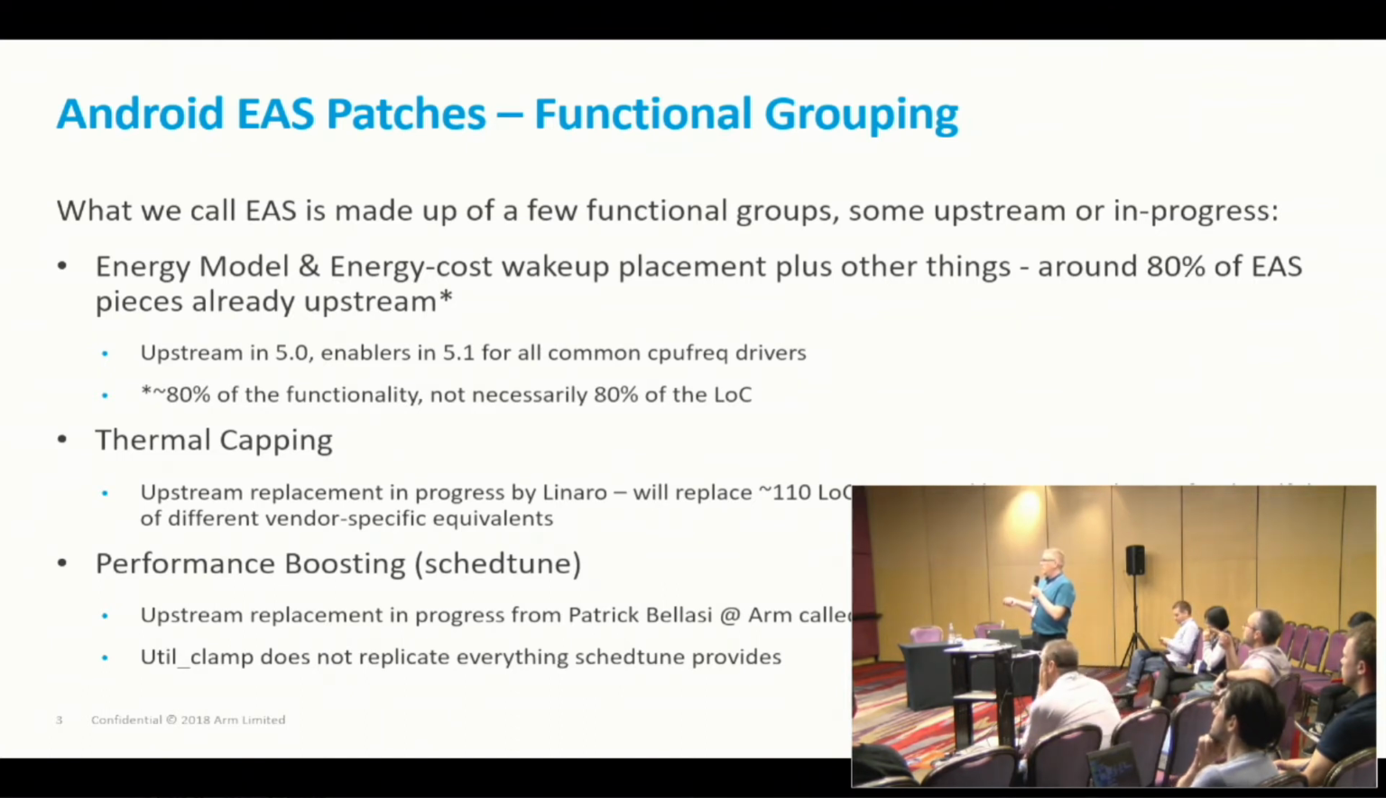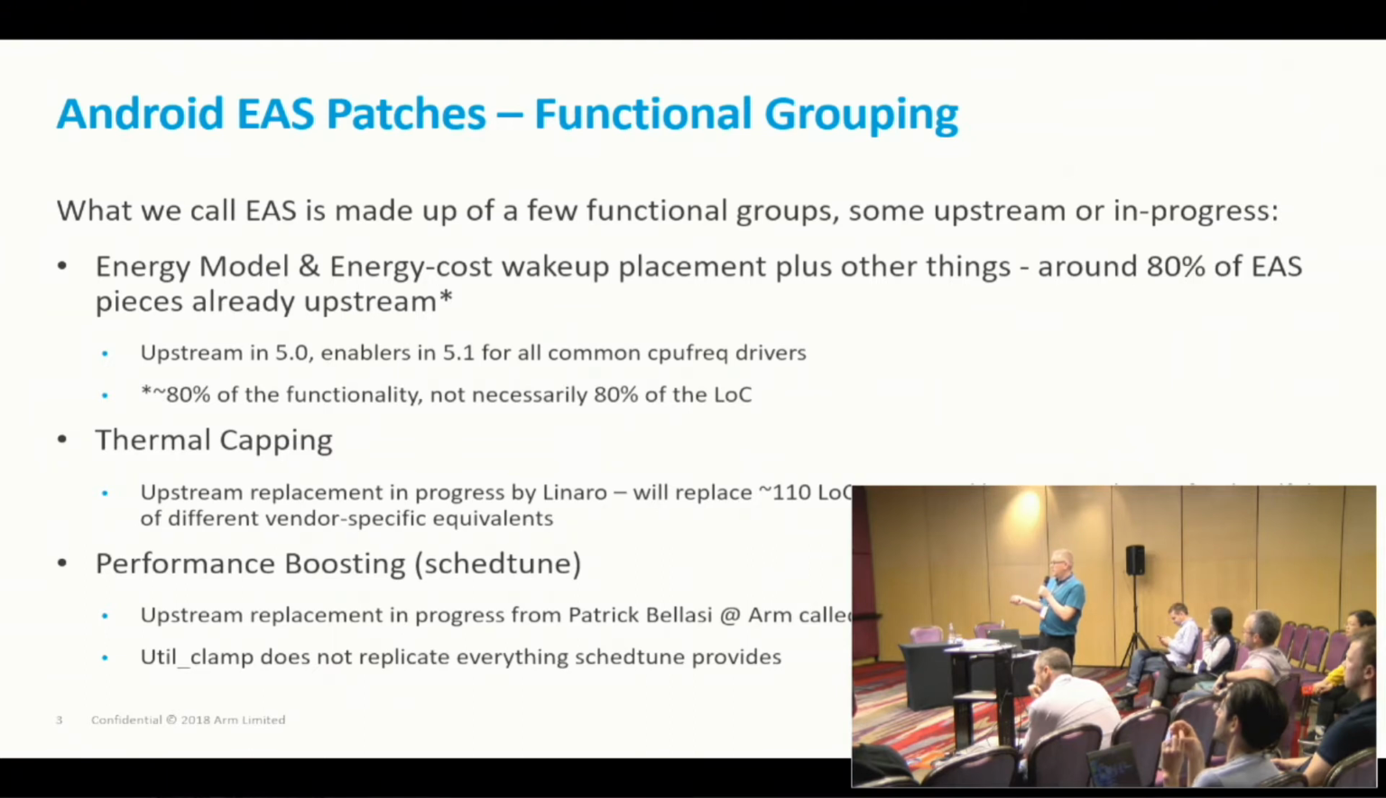Okay, so in 4.19 it's SchedTune and not util-clamp. 4.19 is SchedTune. Oh wow, okay. 4.19 SchedTune. So we have an idea to replace SchedTune in the longer term. So that's not 4.19, okay.